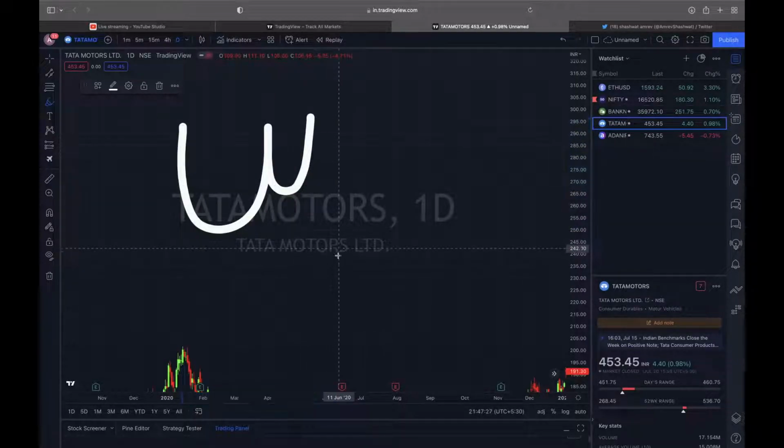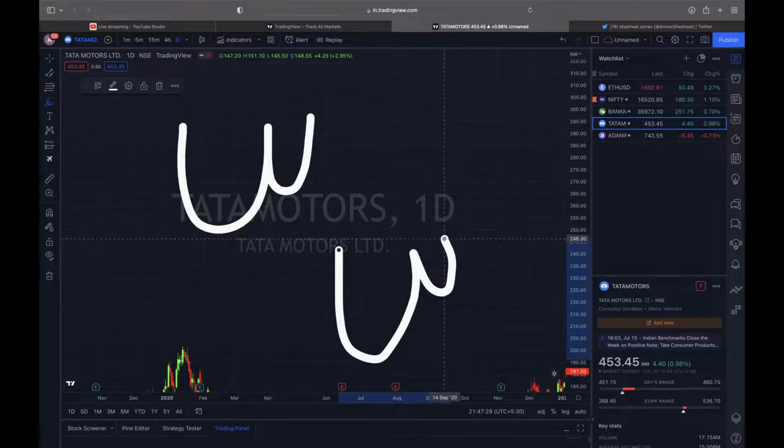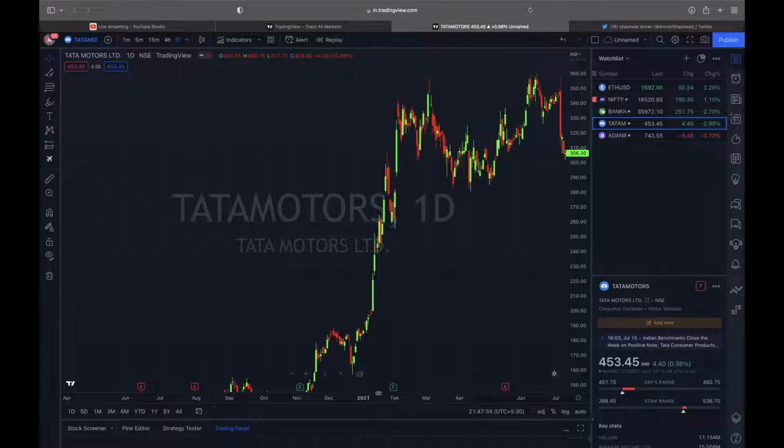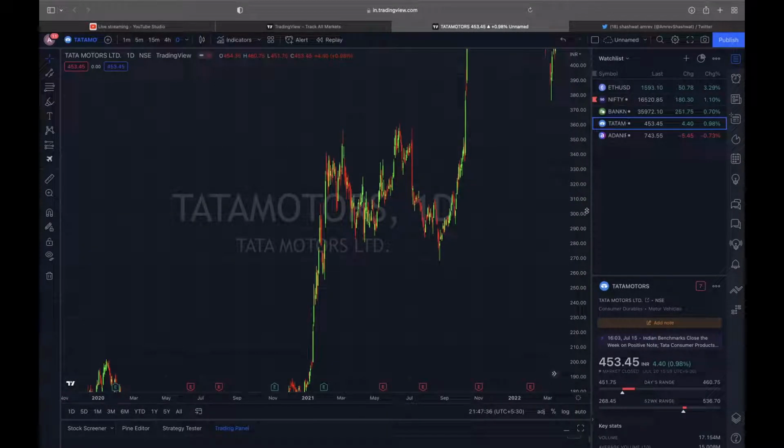Does this look like a cup? A cup with a small handle. Okay, and this will be known as cup and handle. Now I'll just show you where the cup and handle is being made.